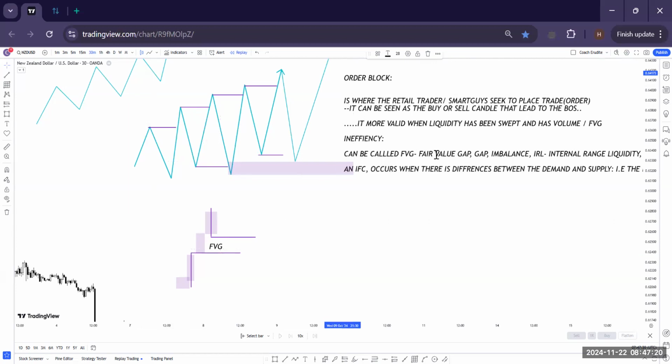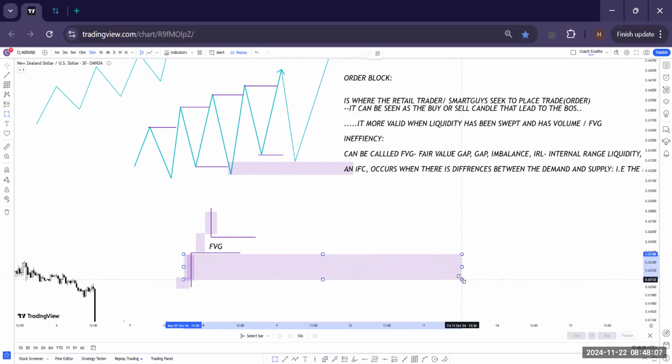And I said inefficiency can be called fair value gap, imbalance, IRL, or internal range liquidity. Now, this inefficiency, I just gave different names here, occurs when there are differences between the buyer and the seller. That means anytime you see price going up like this, price needs to come down. I now said an order block is valid when it has inefficiency. And to me, the most valid order block is the one that creates inefficiency, not just the buy or sell candle.